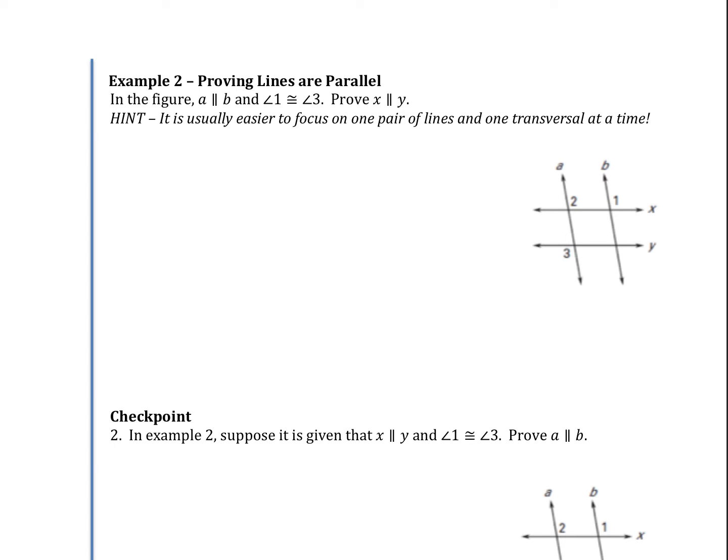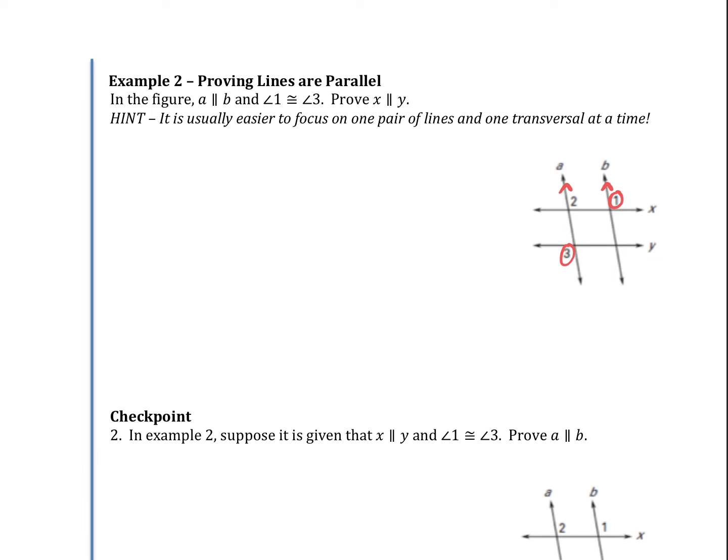In the figure, it says A is parallel to B, so let's label those. Those are parallel, okay? And we know that angle 1 is congruent to angle 3, okay? So these are congruent, all right? And we're trying to prove that x is parallel to y. Okay, so we're going to do a couple things here. We're going to work our way across the diagram a little bit, okay?